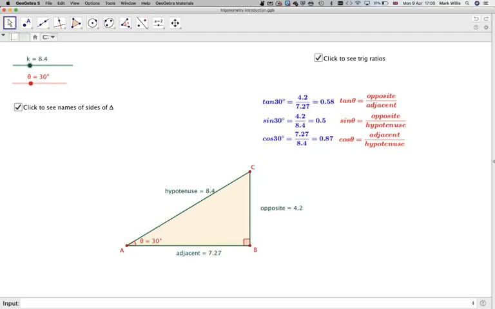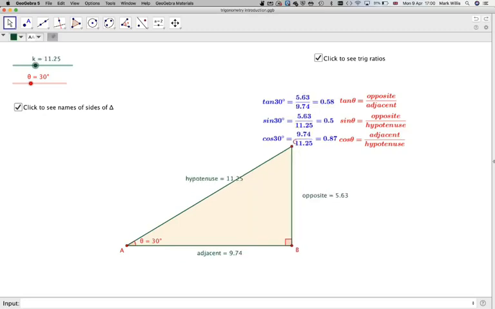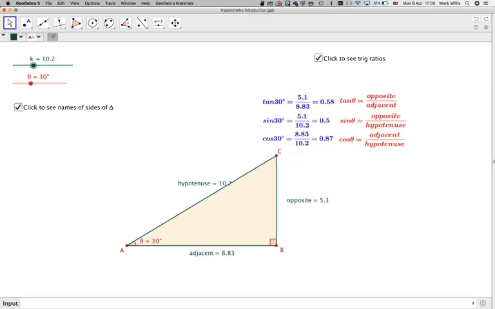Your calculator can store the value for tan 30, much more accurately than this, and store the value for sine 30 and cos 30. This will help us solve problems using the right angle triangle when we're given an angle and one of the sides, and we need to find one of the other sides.